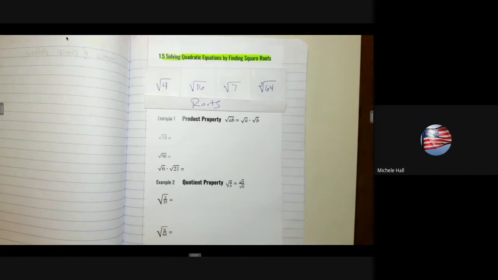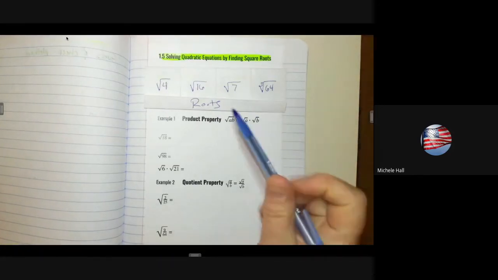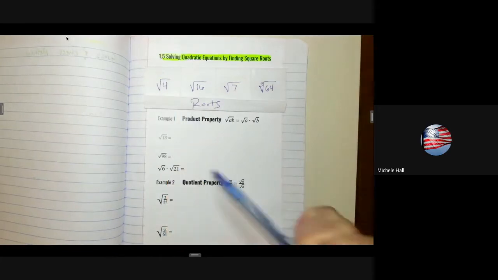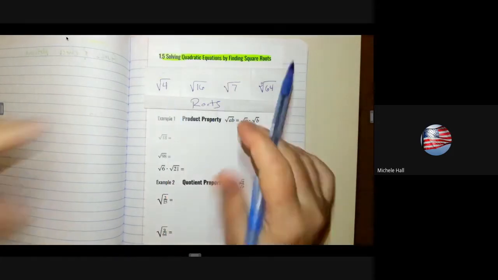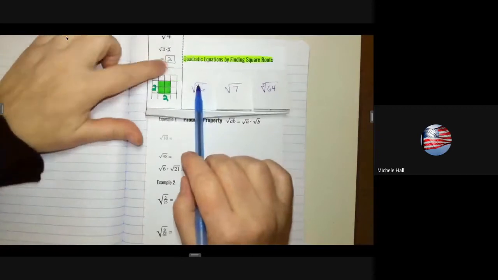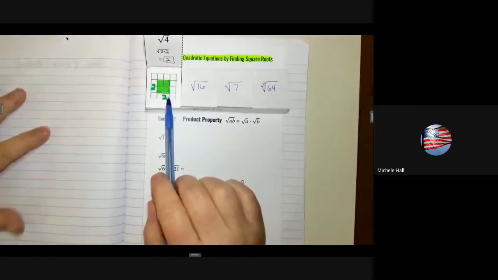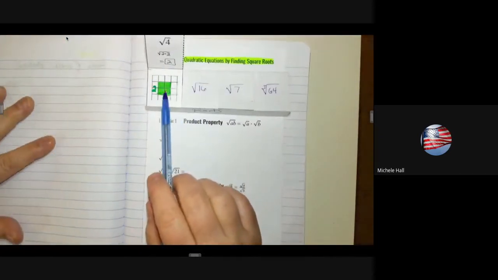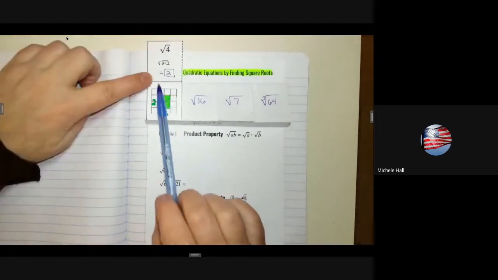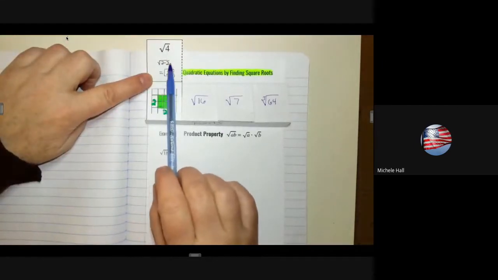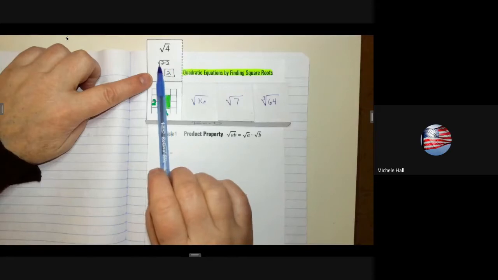1.5, solving quadratic equations and finding square roots. We have our roots here, the square root of 4. We all know the square root of 4 is 2. What does that picture look like? It's a 2 by 2 that has an area of 4. The square root of 4 is 2 times 2. There's 2 of them in there. Therefore, the answer is 2.